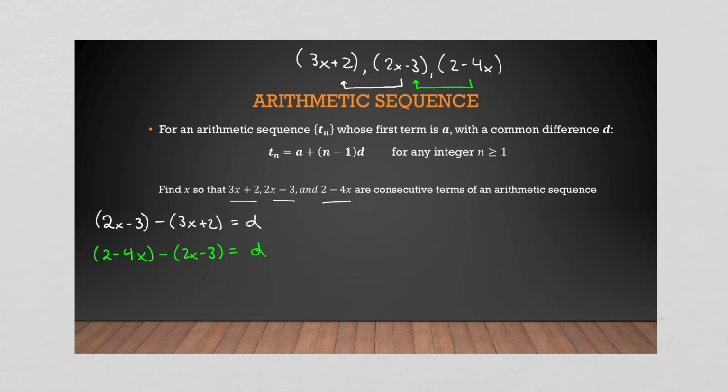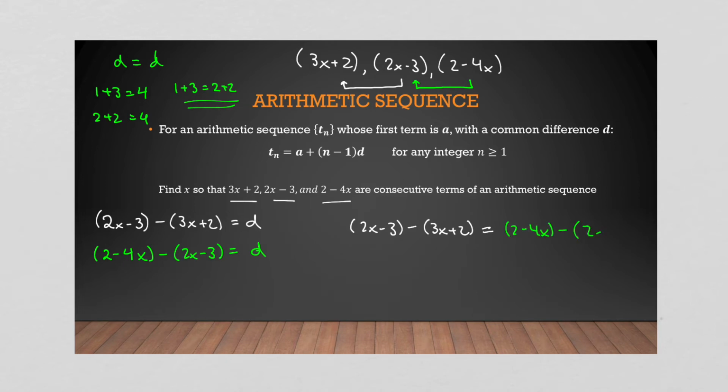Now, here's the beauty. If d equals d, we can set what they're equal to each other. What do I mean by that? Well, if 1 plus 3 equals 4, and 2 plus 2 equals 4, then 1 plus 3 equals 2 plus 2. It just makes sense. So what I can do is take this 2x minus 3 minus 3x plus 2 and set it equal to 2 minus 4x minus 2x minus 3, because both of those statements are equal to the difference.